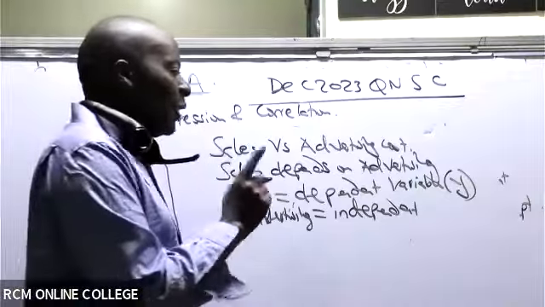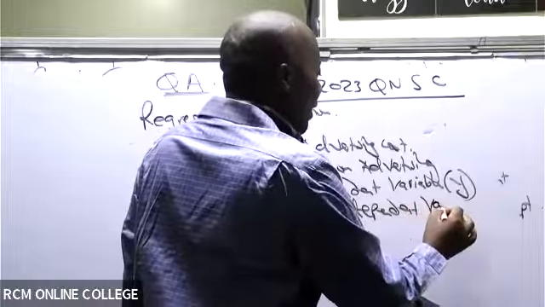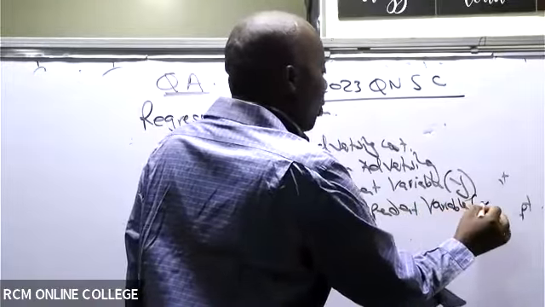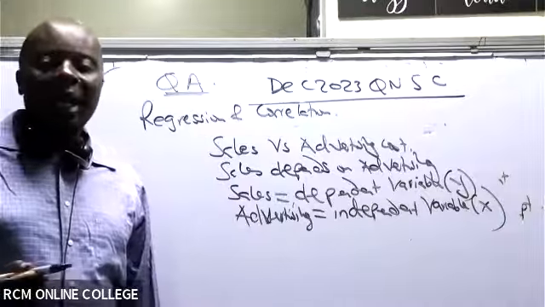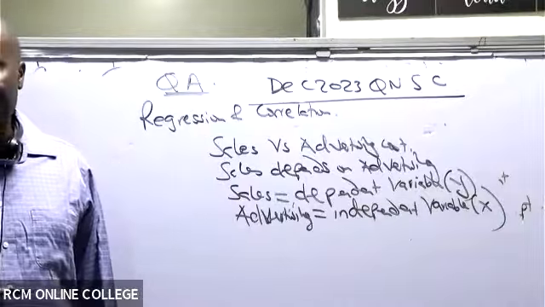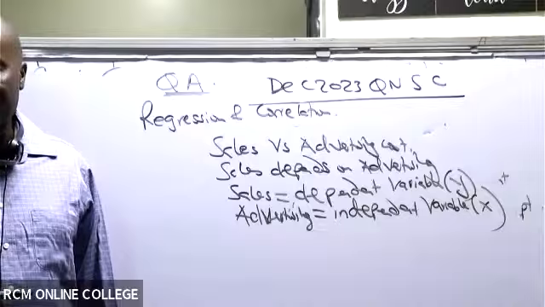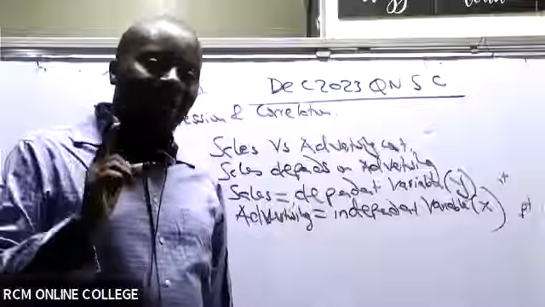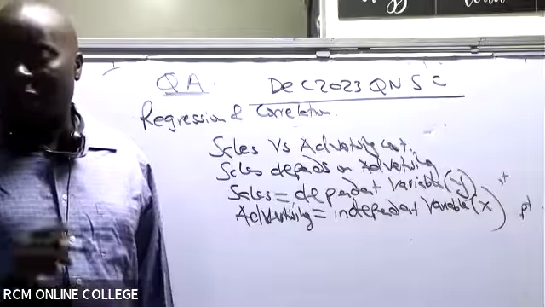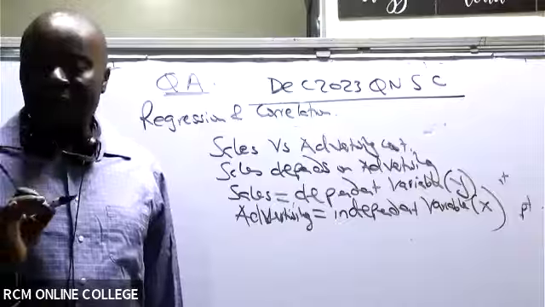And then we have an independent variable. The independent variable will be your X. So always remember, dependent is Y and the independent is X.